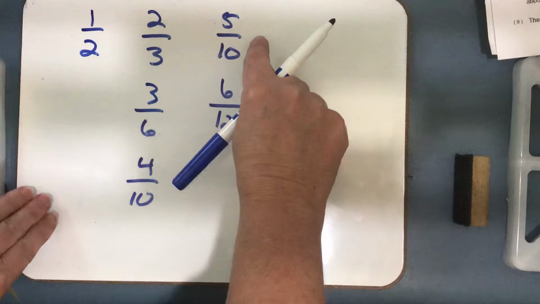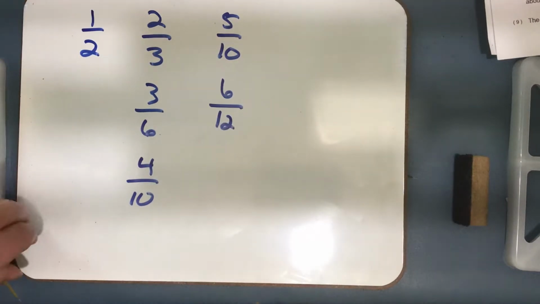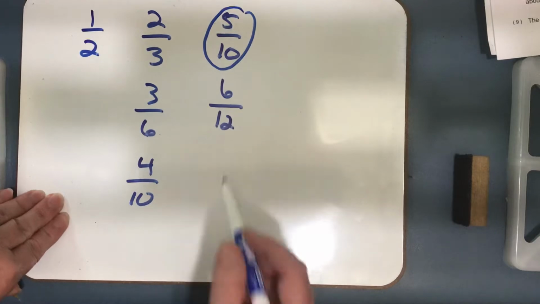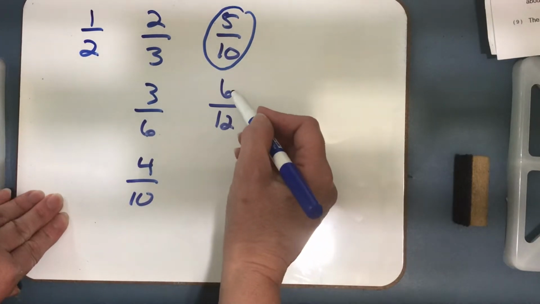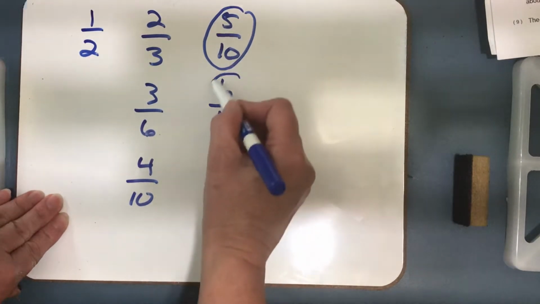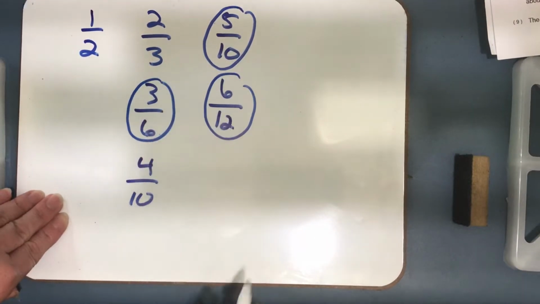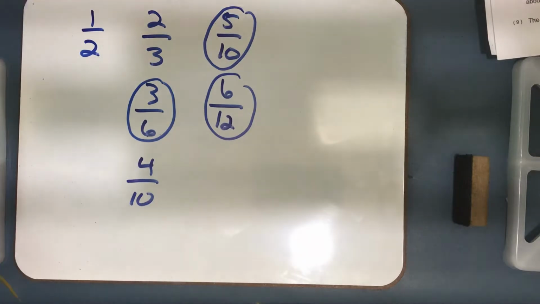like on 5/10, because 5 times 2 is 10. So 5/10 is equivalent to 1/2. So is 6/12, because 6 is exactly half of 12. And so is 3/6, because 3 is exactly half of 6. But not 2/3 or 4/10. And we can get fraction strips to check to make sure.